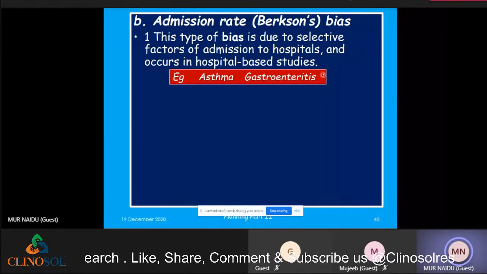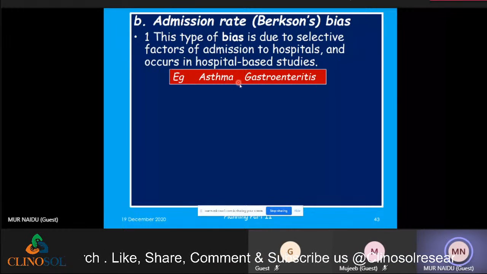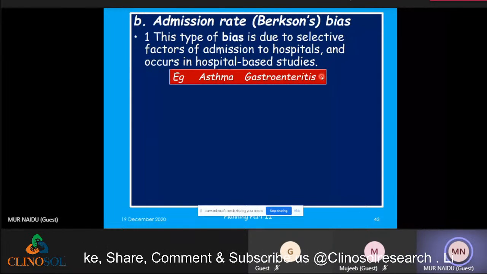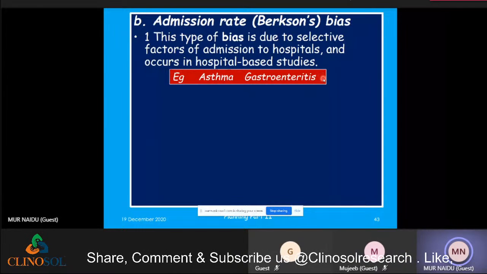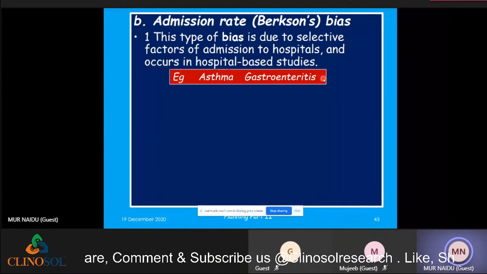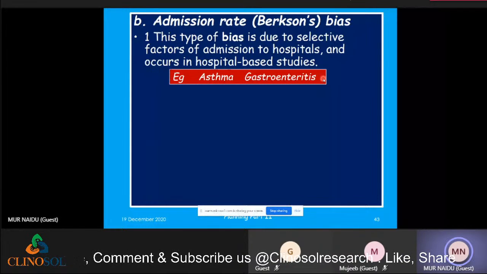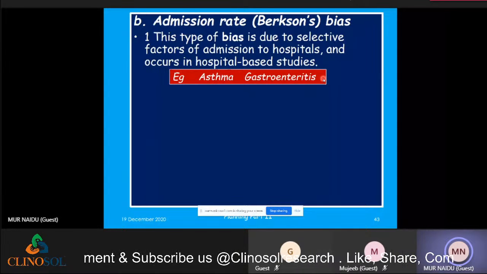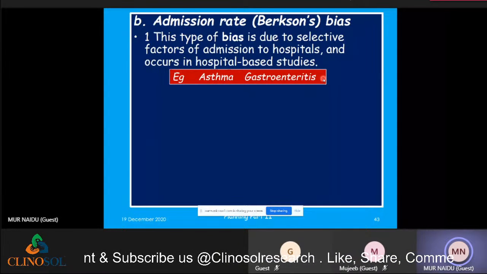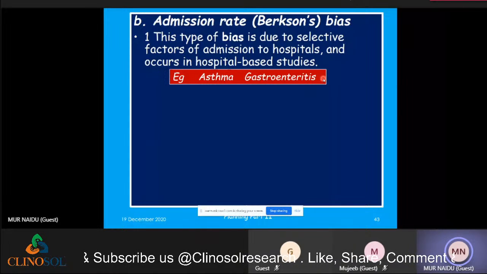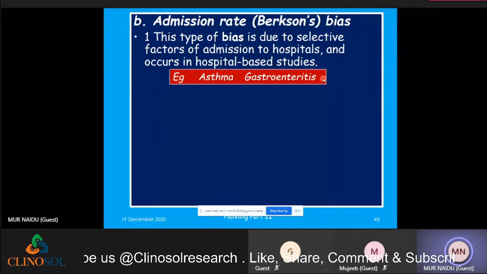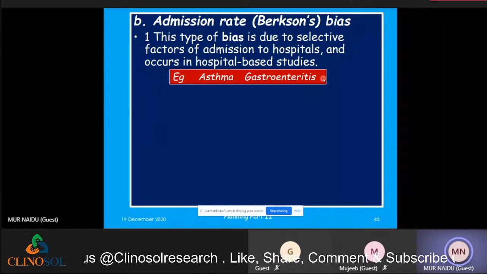Second thing, I want to do the study in gastroenteritis, people who are coming to a hospital with complaints of diarrhea, loose motion. This is more common in the rainy season, when there is a lot of contamination of water. So if I'm doing a study not in the rainy season, the selection of the time for a particular disease is not correct.